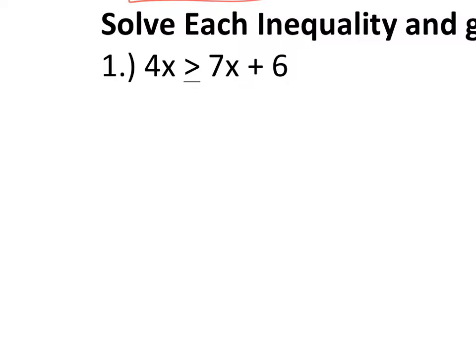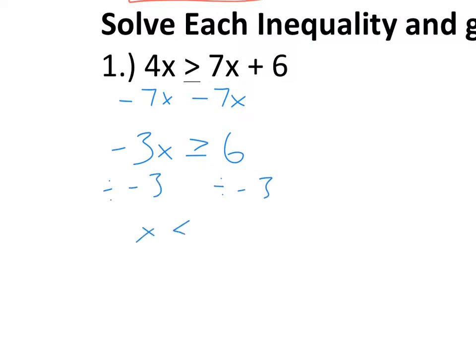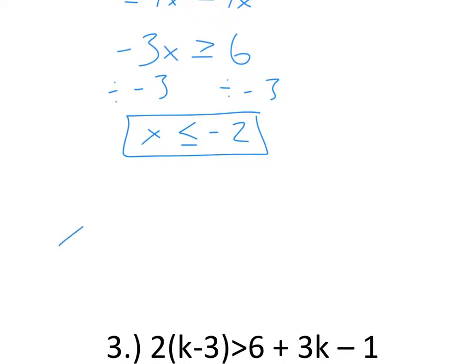So I got to get rid of this 7x. When I do that, I have 4x minus 7x on the left. I get negative 3x is greater than or equal to 6. I'm going to divide by negative 3. And I get x is less than or equal to negative 2. This is one where you have to flip the inequality sign because you're multiplying or dividing by a negative.